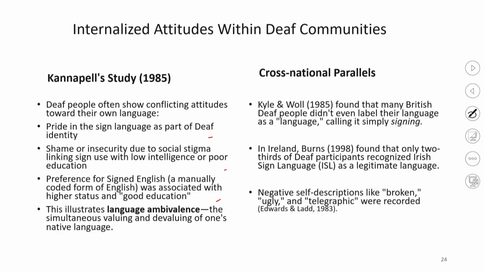On the other hand, cross national parallels also have been looked at. So, for example, one slightly older study, 1985, found that many British deaf people did not even label their language as a language, calling it simply signing. In Ireland, Burns found that only 2/3 of deaf participants recognized Irish sign language as a legitimate language. So, negative self description is quite common within the deaf community itself.